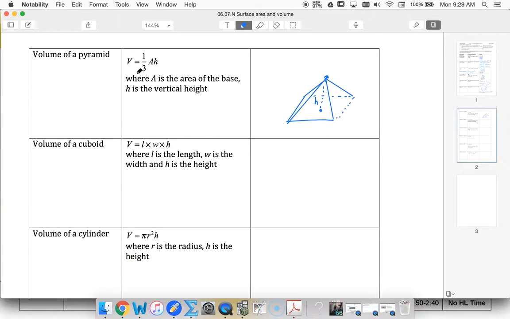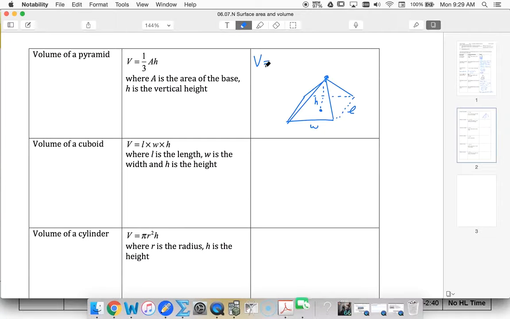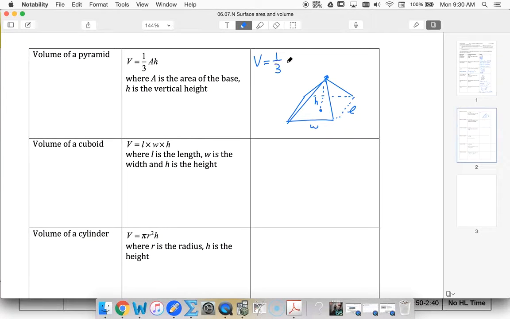If I want to find the volume of a pyramid, first I find the area of the base. So if it's a rectangle, I would take the length times the width. So for this pyramid, I would have 1/3 of my base times my height. So this is the area of the base. That's what my A is there. It's the area of the base, and we're going to multiply it by the height. And that's for a pyramid.